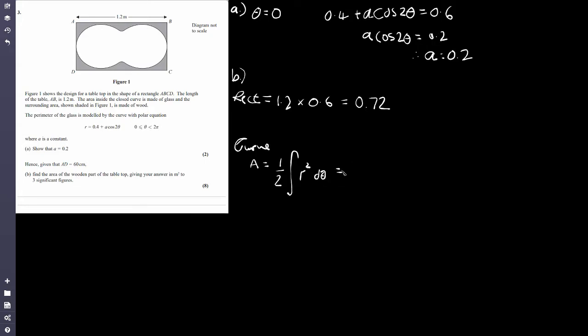So this will be now equal to a half times the integral of r squared. So I'm going to put 0.4 plus 0.2 cos 2 theta all squared. Okay, so now we just need to expand this as a double bracket. So I'm going to do this down here. Well, this is going to give me a half times the integral of 0.16 plus 0.16 cos 2 theta. I'm not going to actually show me expanding this, but 0.16 cos 2 theta.